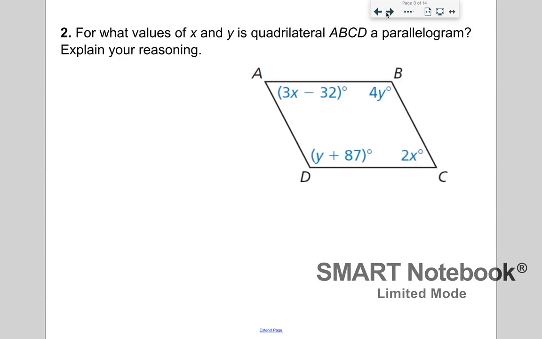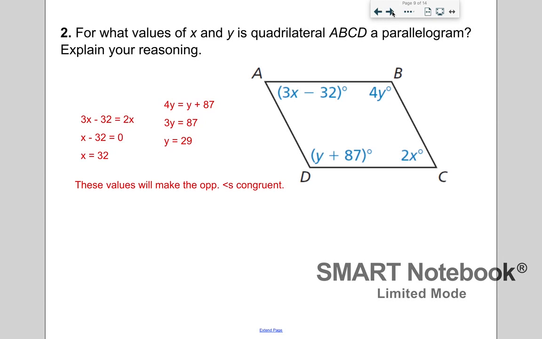All right, here's a new problem. Please push pause, work through, and then come back and check. Here are the answers to that one. As you can see, I need to make the opposite angles congruent in order for it to be a parallelogram. So I did that here and here. So I found x is 32 and y is 29. And I explained these values will make the opposite angles congruent.